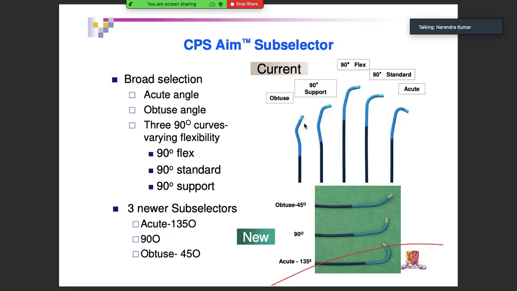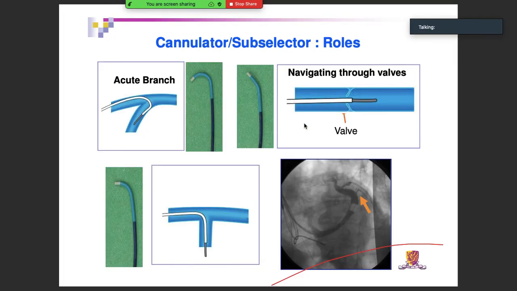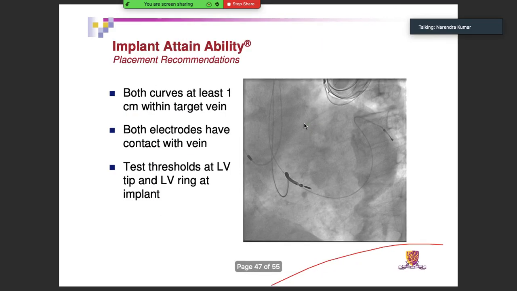For example, the sub-selector again will depend on the venogram which was done, if you need an obtuse or 90 degree support, or 90 degree flex, 90 degree standard, or even an acute one, in fact. There are different rules. For example, if there is an acute branch, then you will think of using an acute one. However, when you have to think of navigating through the valve, you will have to consider the different sub-options as well. So being able to understand the anatomy is very, very important. I hope we are able to understand that, okay?